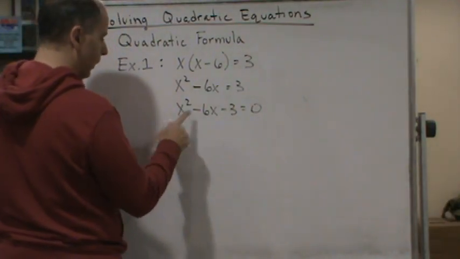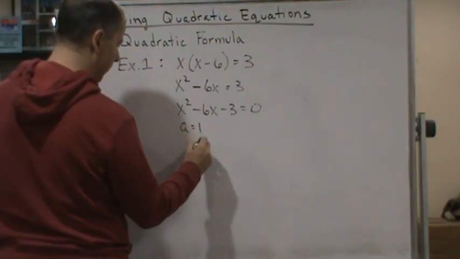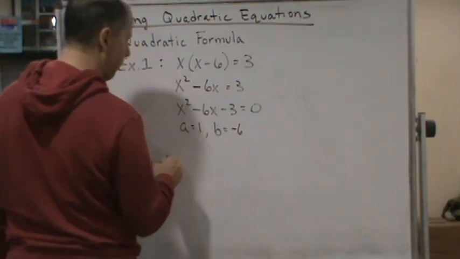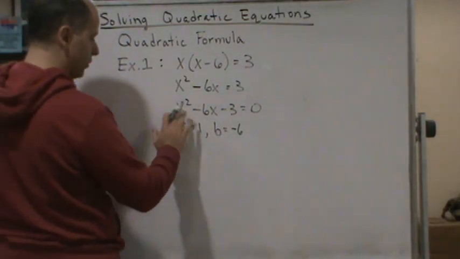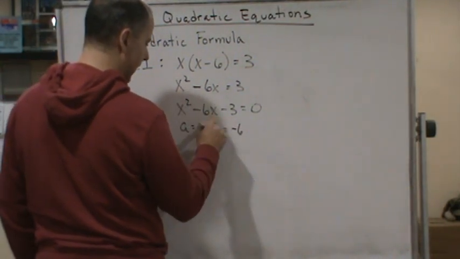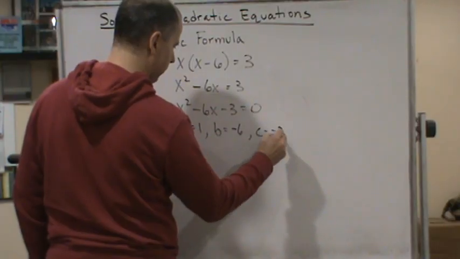So in this case here, we have to know what A, B, and C are. So A is equal to 1. B is equal to negative 6. Remember, the standard form is all positives, right? So in this case, B is going to be negative 6 and C is equal to negative 3.